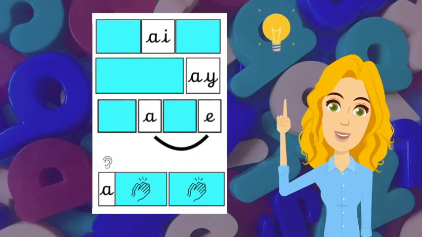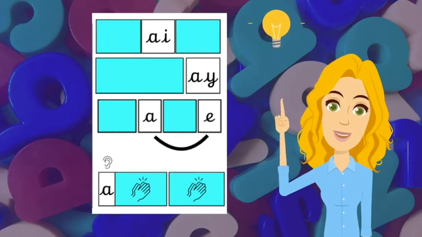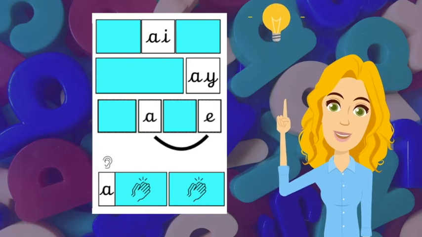Remember, there are always exceptions to avoid, but as a general rule of thumb to get children started, AI is usually found in the middle of words, AY at the end of words, A split E, the split digraph, is really common, and it's the A and the E together that make the A sound. And A on its own makes its letter name rather than its letter sound, when it's at the beginning or near the beginning of two-syllable words.